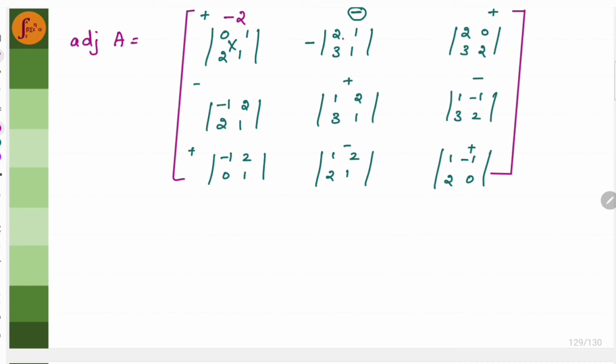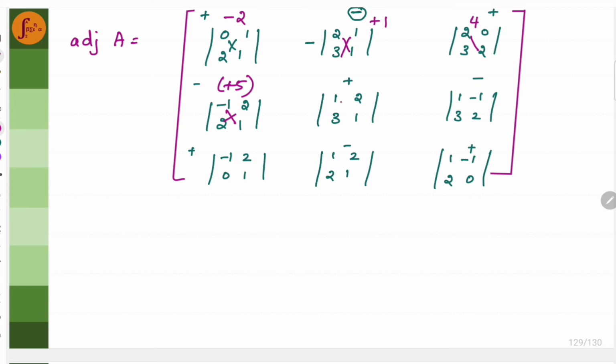Then 2 minus 3. 2 minus 3 is minus 1 and there is already a minus here. So it's going to be plus 1. Then 2 2s are 4. 4 minus 0. So you'll get 4. Let's come to this. Minus 1 into 1 is minus 1. Minus 1 minus 4. So it's minus 5. And there is already a minus here. So it's going to be plus 5.